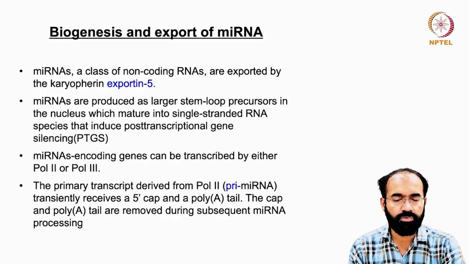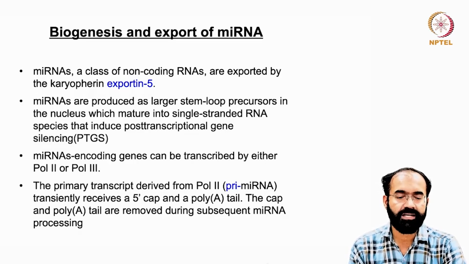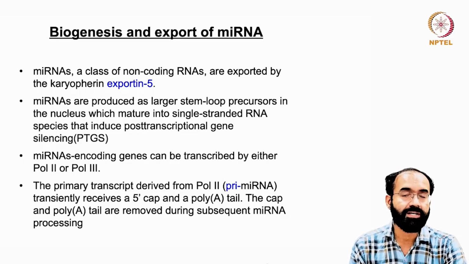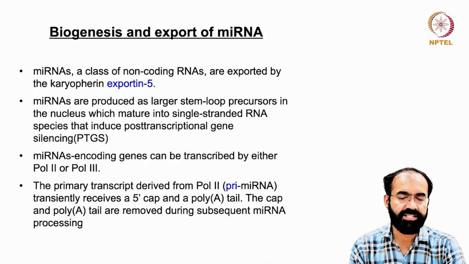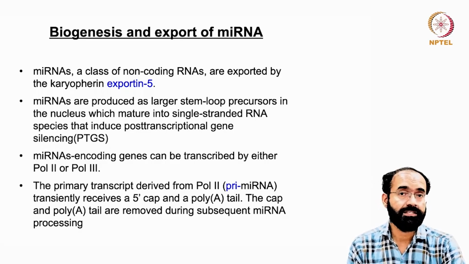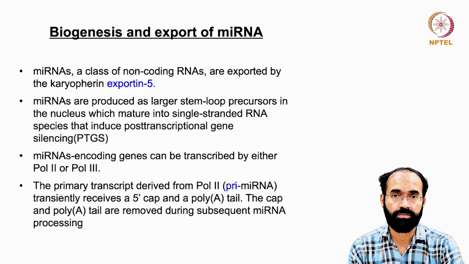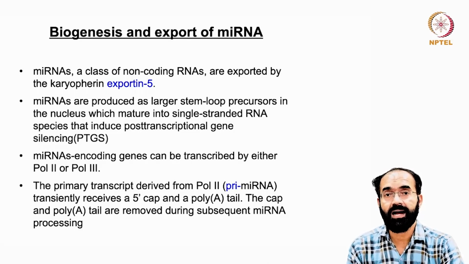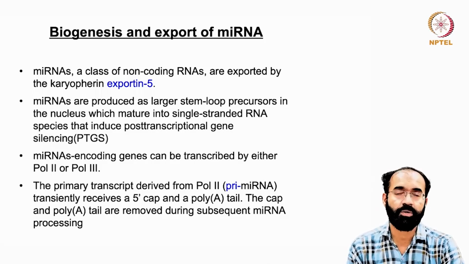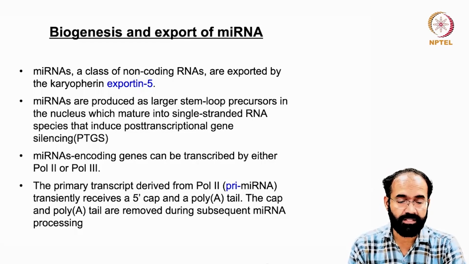So miRNAs are produced as larger stem loop precursors in the nucleus which mature into single-stranded RNA species that induce post-transcriptional gene silencing, PTGS. Transcriptional gene silencing means a gene regulation occurring at the transcriptional level. That means whether or not an RNA is produced. Whereas post-transcriptional gene silencing means it has to be regulated after the production of the mRNA, that is happening in the cytoplasm.